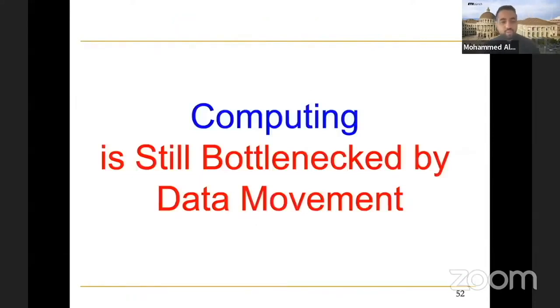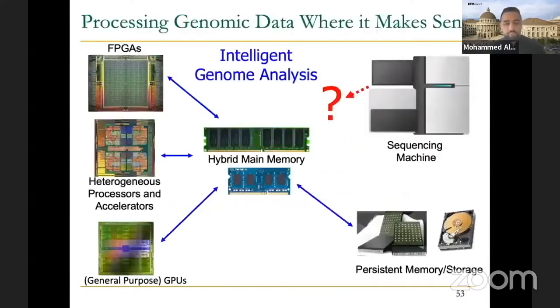However, in all these solutions, computing is still bottlenecked by data movement. As long as we use GPUs or FPGAs, we still need to move data from the main memory to these accelerators. Even if we share the memory, if we have direct access, for example, to the main memory, we still need to spend some effort moving the data between these two. That's why in the next few weeks, we will show you real examples of how we can solve the data movement problem.